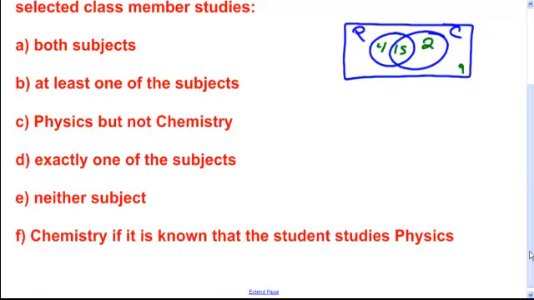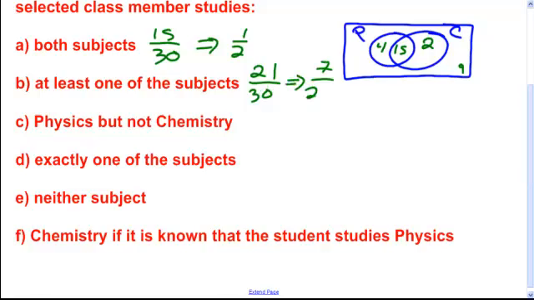So the number that studied both subjects, and again, we're looking at probabilities now, not just the total number. So the probability is the part over your whole. So how many studied both? 15 out of the 30, which then becomes a half. At least one subject, adding those up. 4 plus 15 plus 2 is 21 out of 30, which becomes 7 tenths. Physics, but not chemistry. So 4 people studied physics, but not both. So 4 out of the 30, which becomes 2/15.